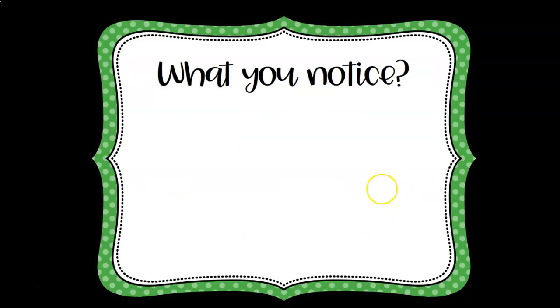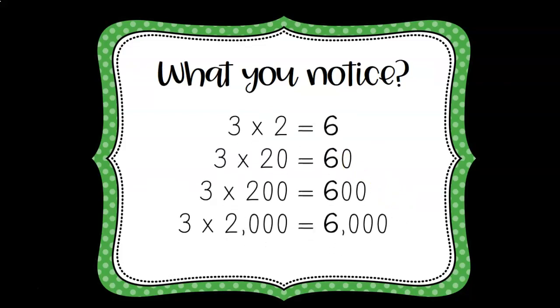Let's look at what we notice. This is very similar to our pattern from yesterday. If you notice, you can see our basic fact, the 3 times 2, in every problem. And the answer to that basic fact, 6, is in every answer. Then I just have to look at what I am multiplying by. I'm multiplying by tens, so that 6 needs to be in the tens place. So I have to add a 0.